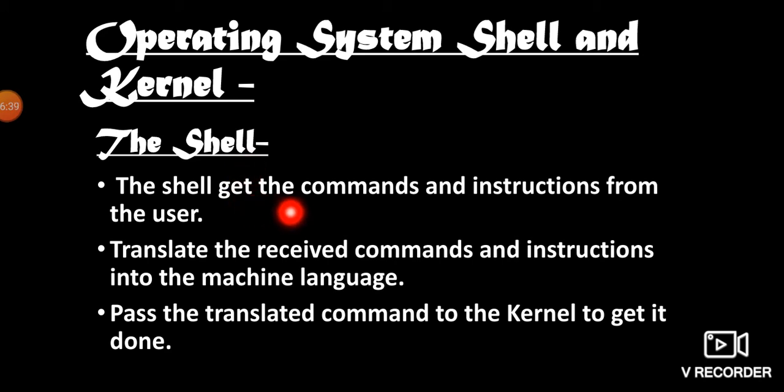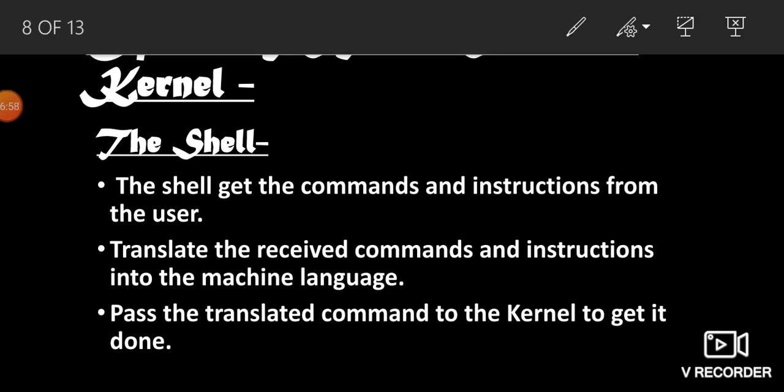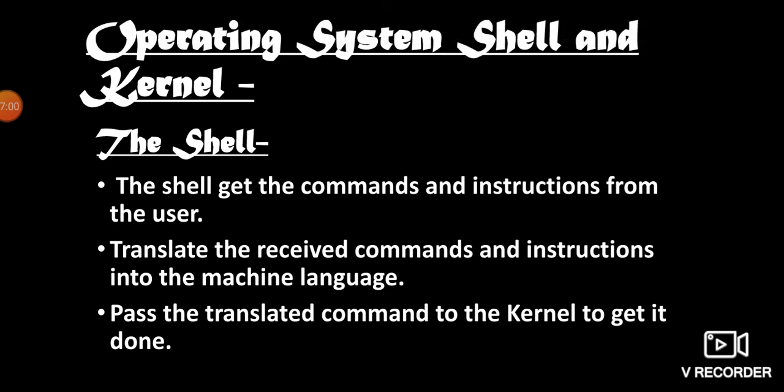First, the shell gets the command and instructions from the user. Suppose you want to open My Computer. What you will do is double click on the icon of My Computer. When you double click from the mouse, the shell will get your command from the mouse, and then it translates the received command and instructions into machine language.